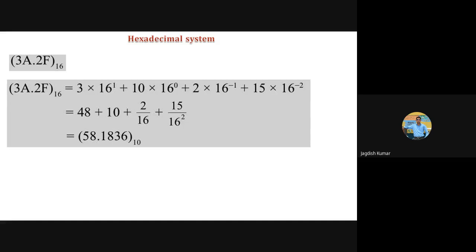Anshul, what was the mistake? You also got 310.215. What was the mistake? Okay, so what number were you multiplying with?